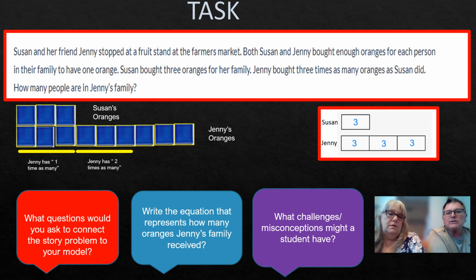And now we have Jenny has 3 times as many as Susan. So I need another group. I need another group of Susan's oranges. And here is my third times as many, right? So now I have 1 times as many, 2 times as many, 3 times as many. And I can see each of those groups of 3 within my model.